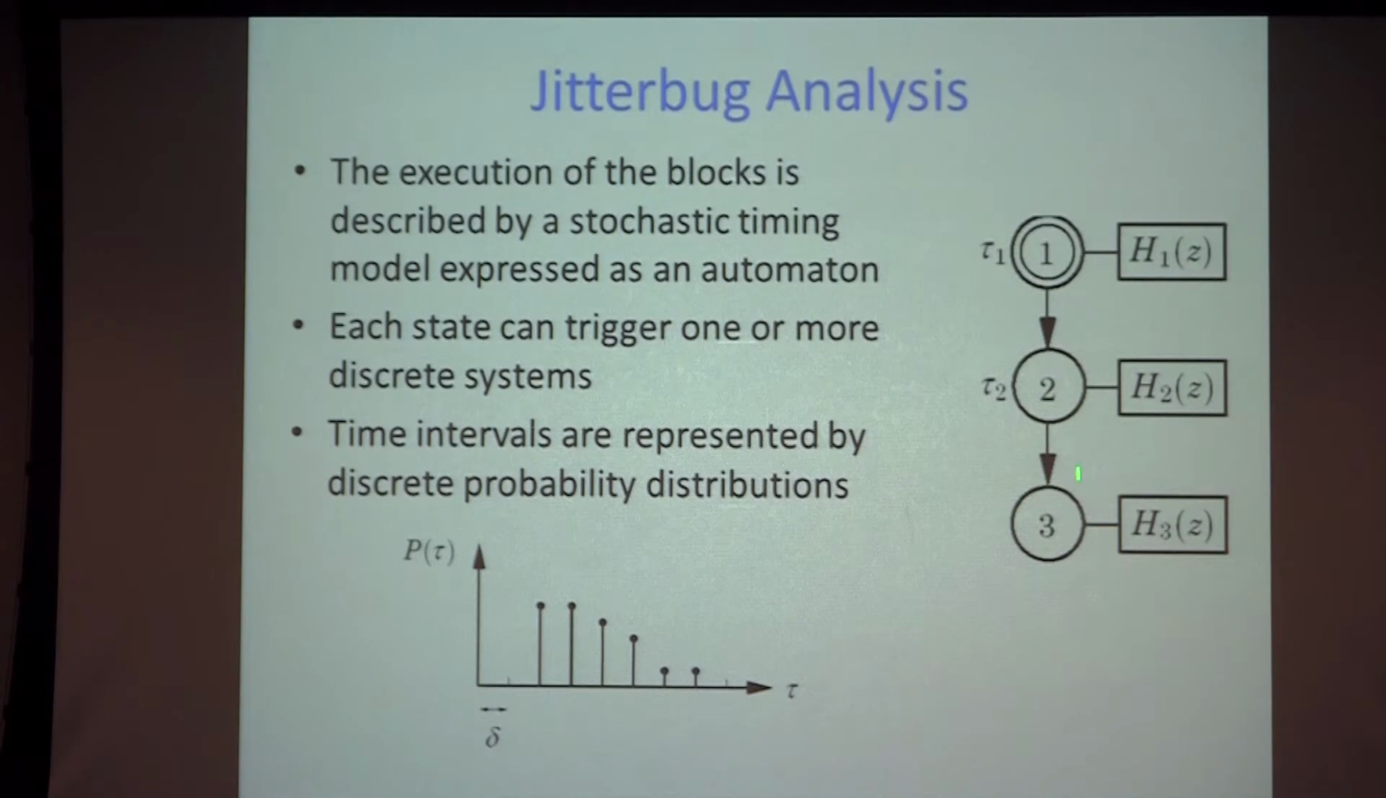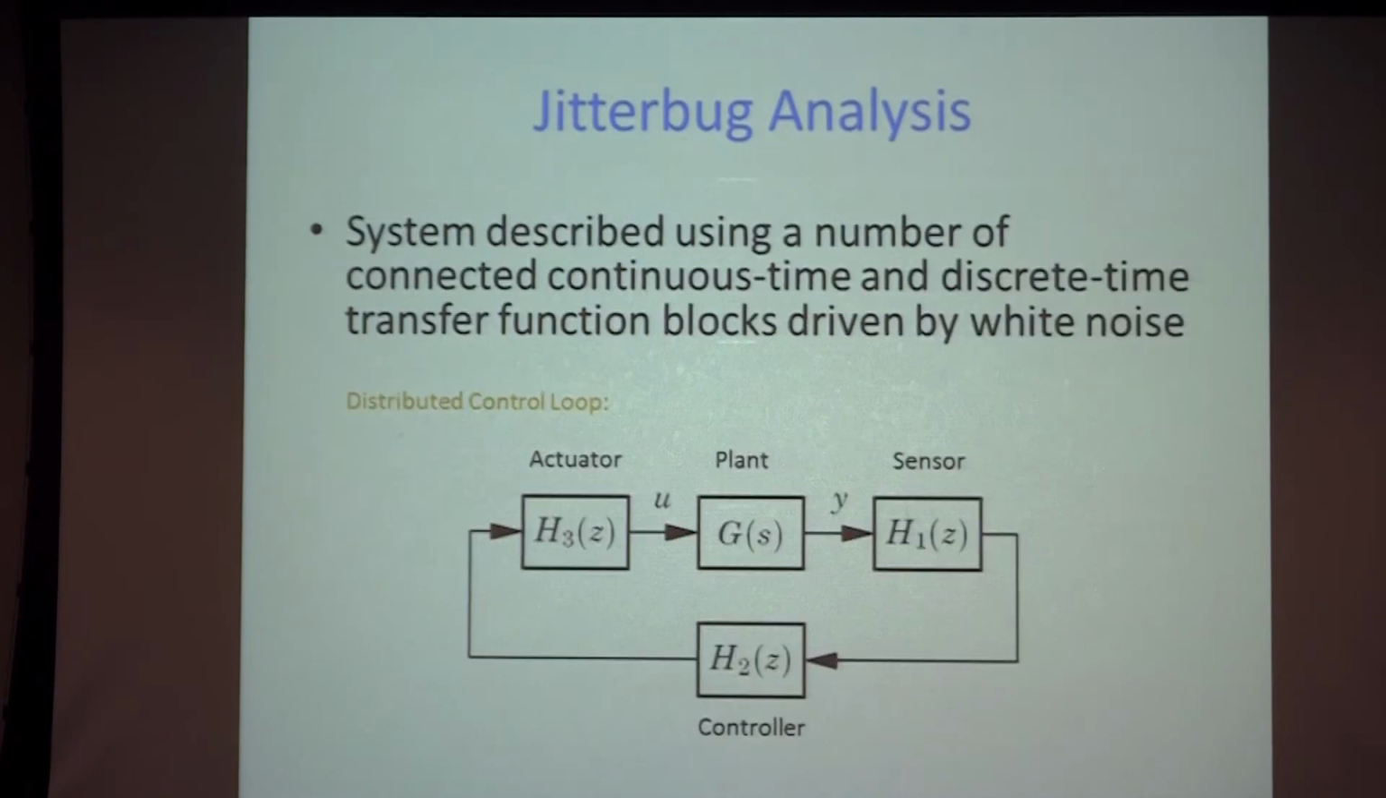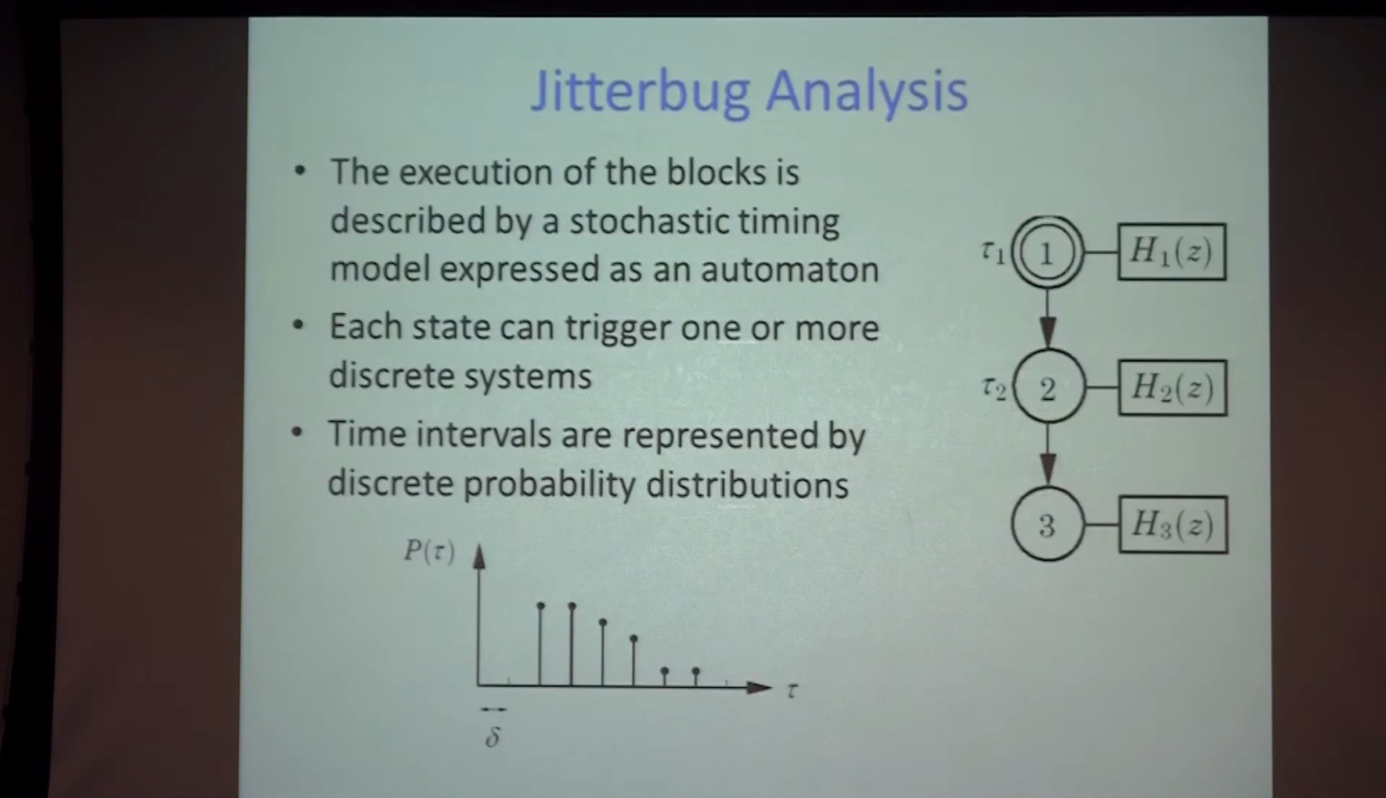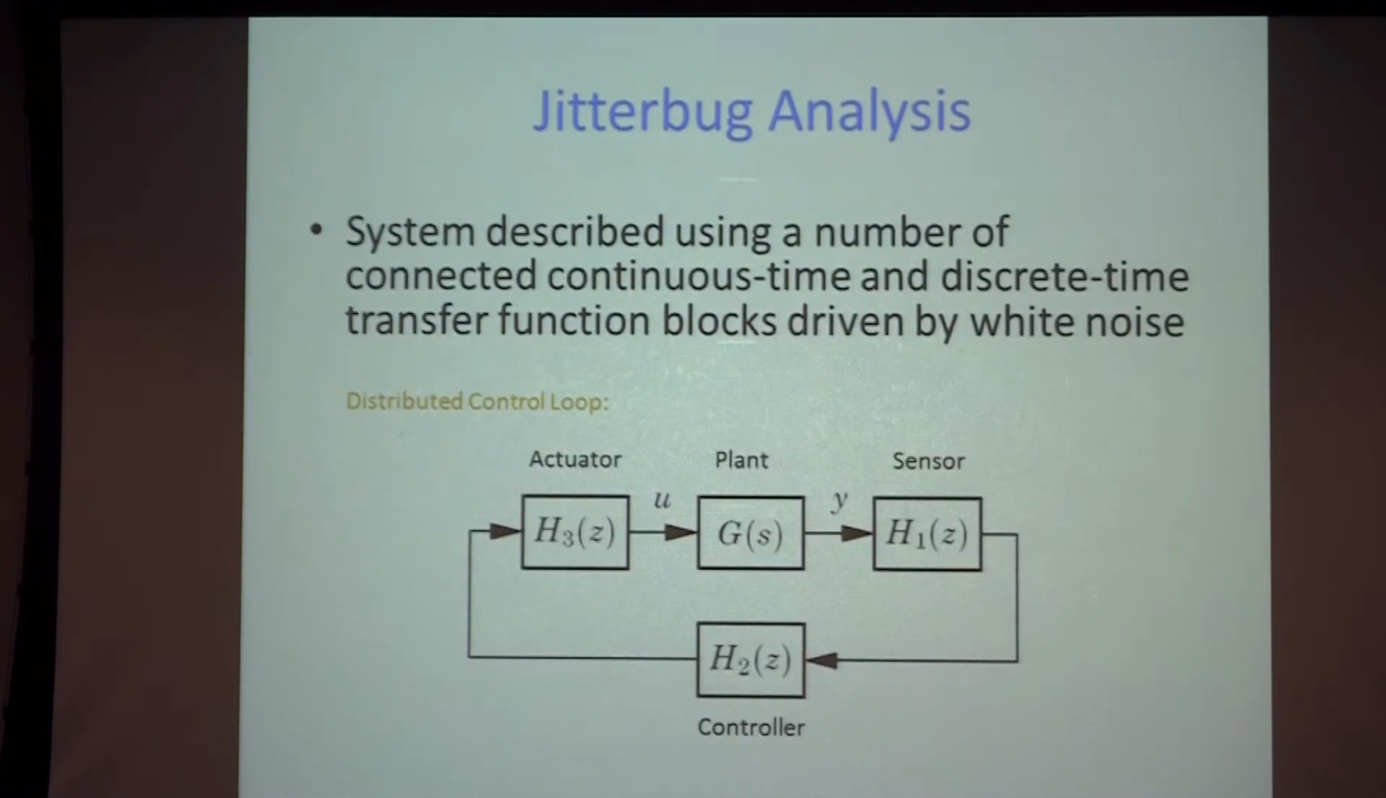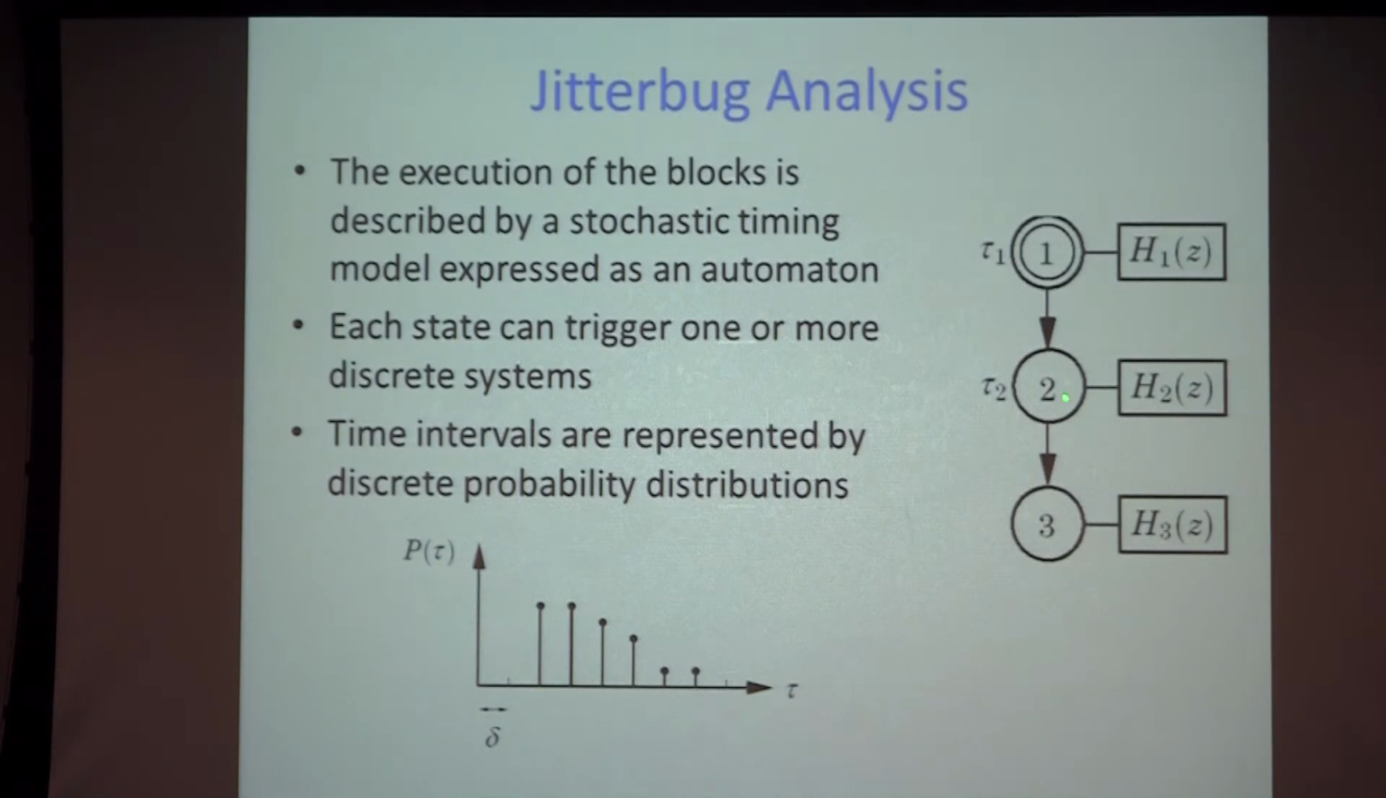So here you have states corresponding to different executions of the discrete time control blocks. Essentially, here in state one, which is the initial state, the double circle, we will execute H1. And H1 was the sampling, the sensor. Then there will be a delay given by this H, and then in the next state we will execute H2, which was our controller. And then again we will have another delay, and then in the final state we will execute the actuator.